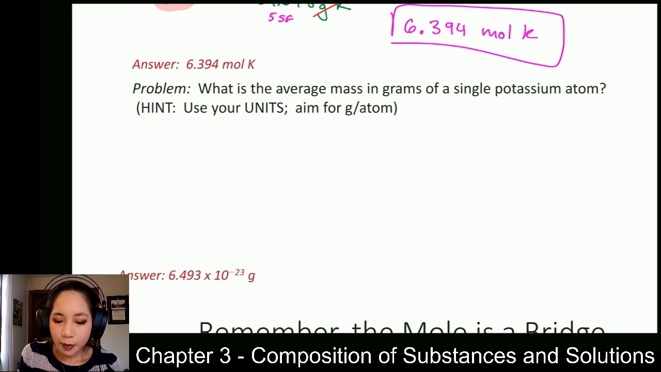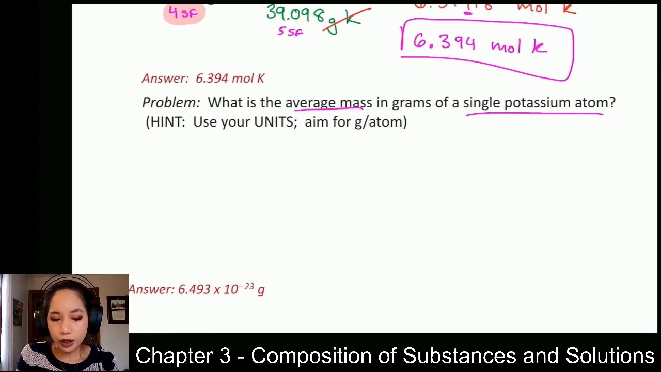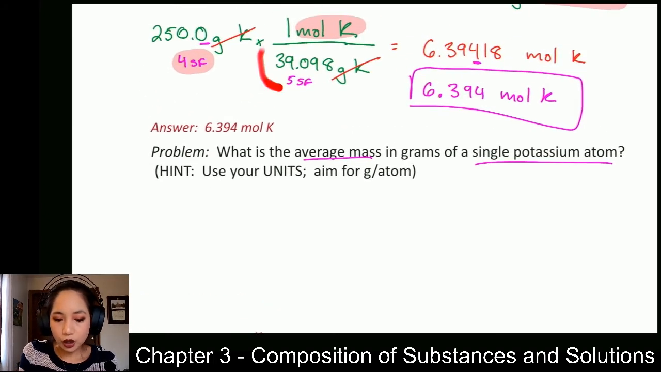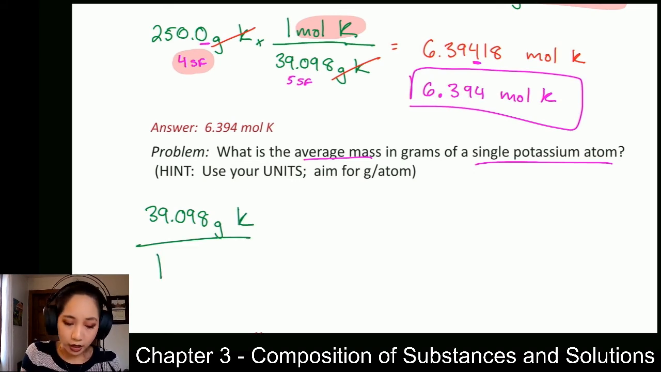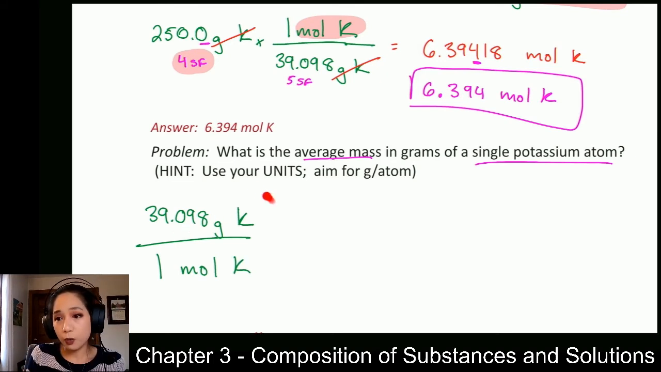What is the average mass in grams of a single potassium atom? So we want average mass in grams. All right, and so we're going to use the periodic table to our advantage here. So again, I can just rewrite this equality. 39.098 grams of potassium is the weight of 1 mole of potassium. So that is the average weight of 1 mole of potassium is 39.098 grams.